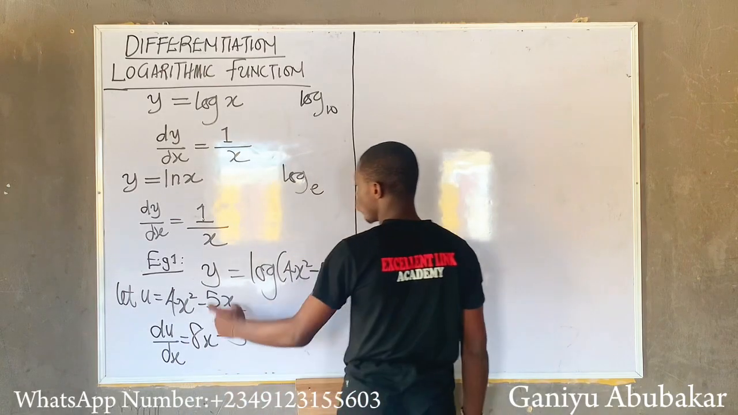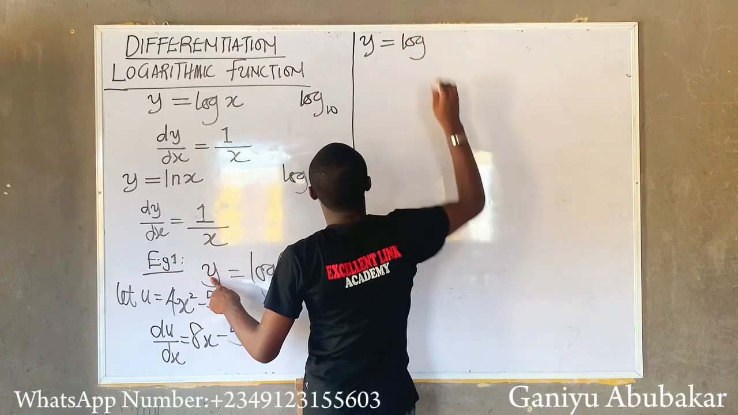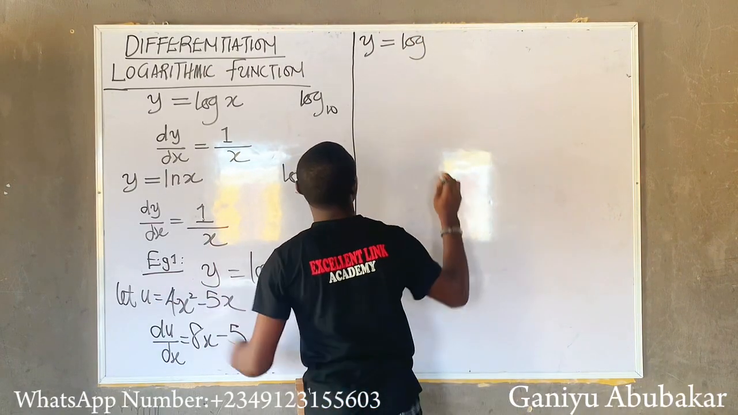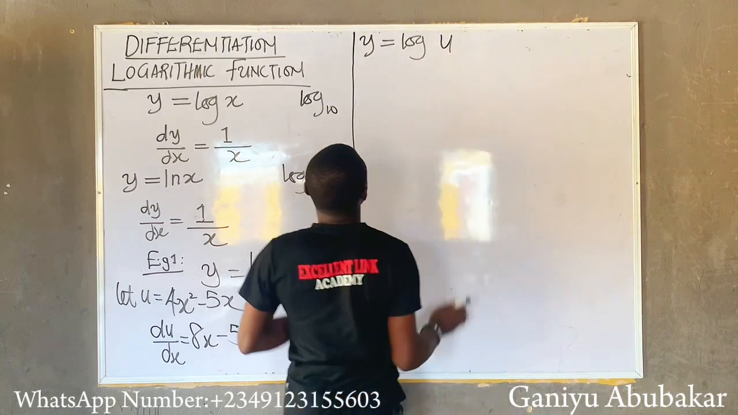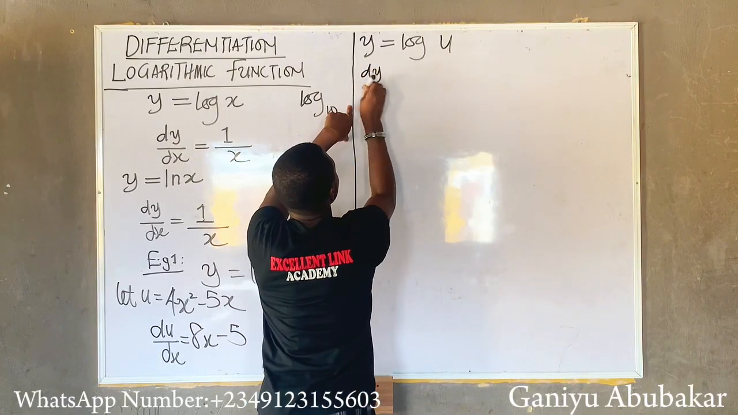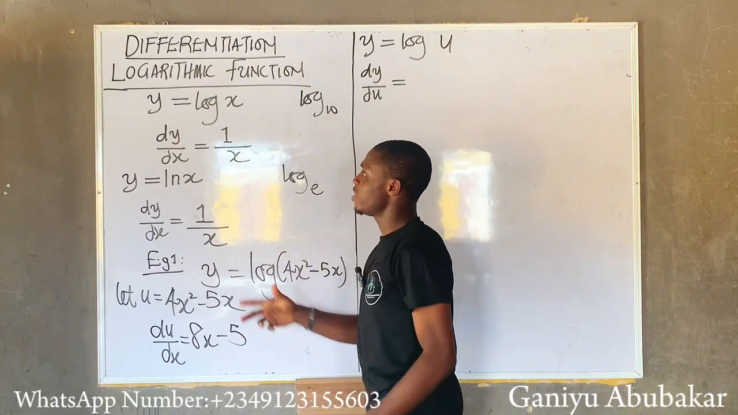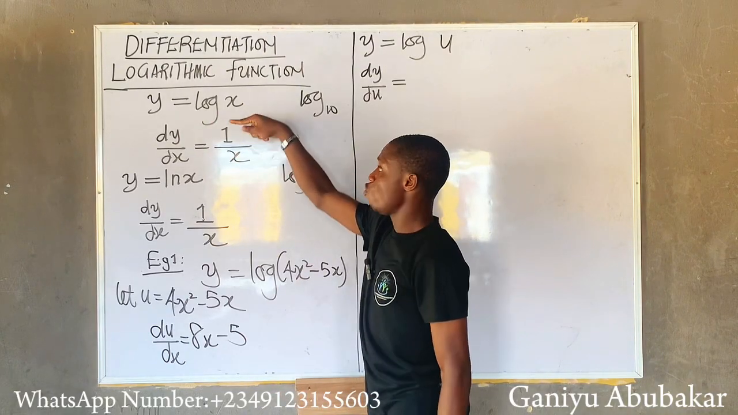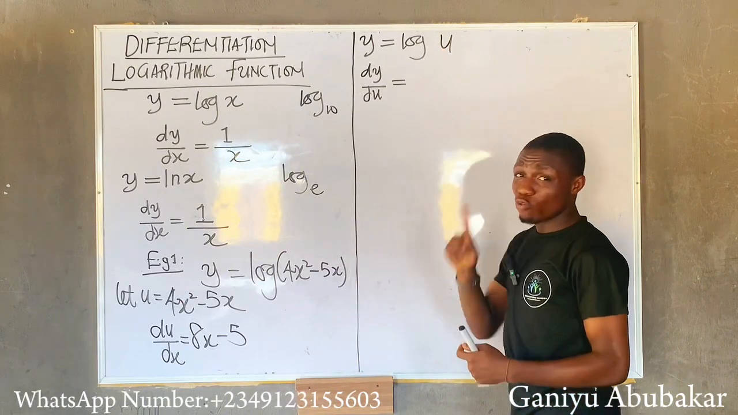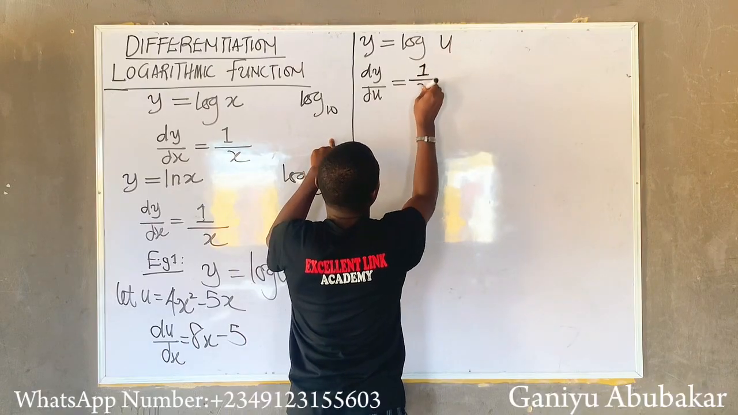Next task, go back to your question. I have that y is equal to log what? We just called 4x squared minus 5x u. So I have log u. Differentiate y with respect to u. I'll have dy over du is equal to, we said that if I differentiate log x, I'll have 1 over x. Similarly, if I differentiate log u, I'll have 1 over u. So I have 1 over u.